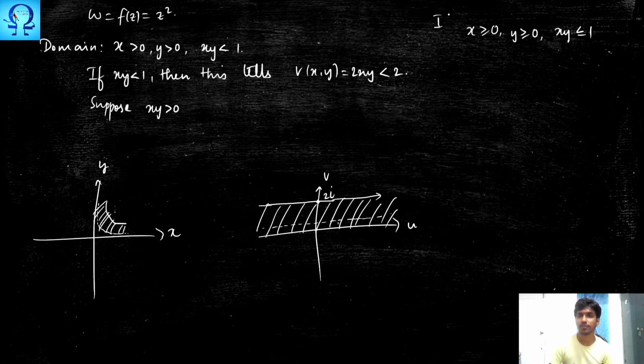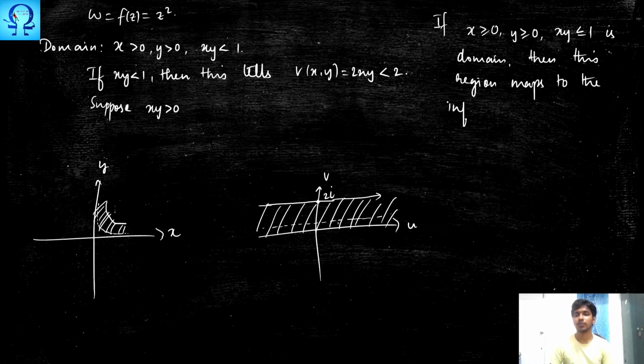Okay, if this is the domain, then this region maps to the infinite strip, that is 0 less than or equals v less than or equals 2 under f of z equals z squared.